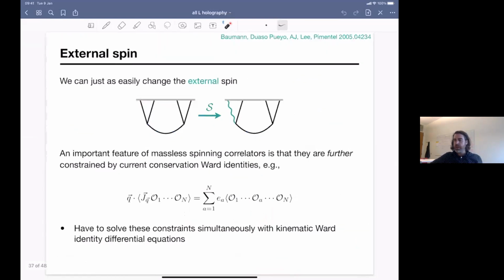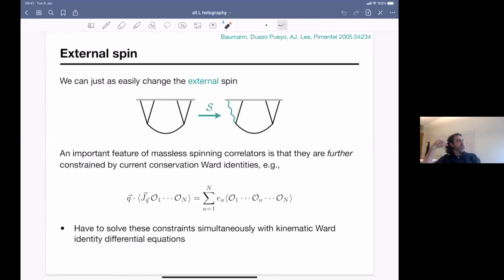Okay. So another interesting thing that you might be interested in, which is kind of related to the question that Beatrix was asking, is that we can just as easily act with these weight shifting operators on external particles. And so I can generate for you an object with spinning external fields from a scalar correlator. So for example, if you have a scalar 4-point function, there's also an operator which will generate for you, for example, a 4-point correlator with an external graviton, okay?